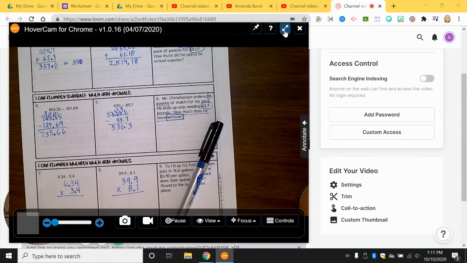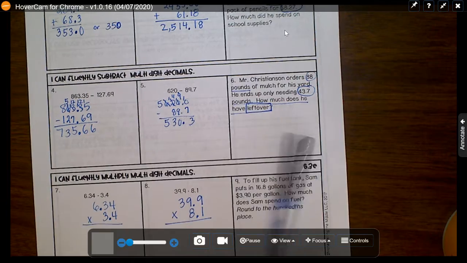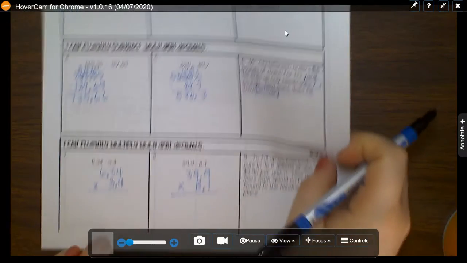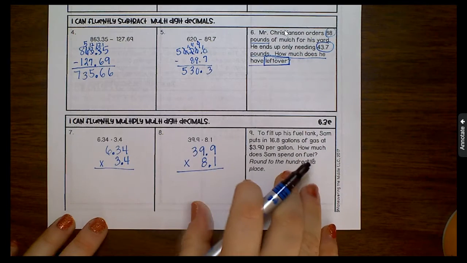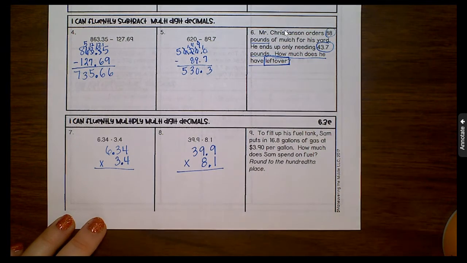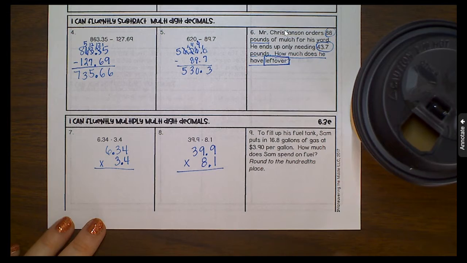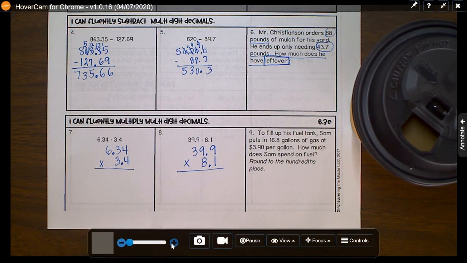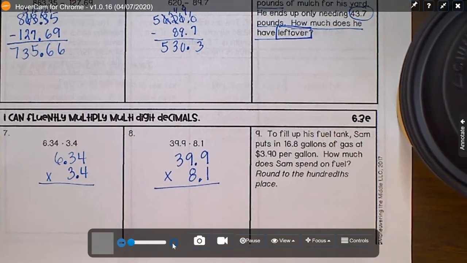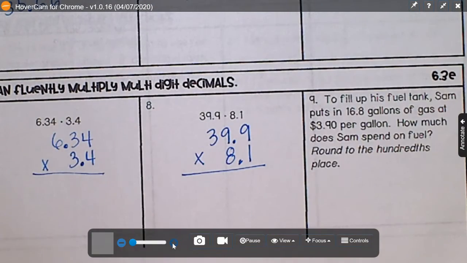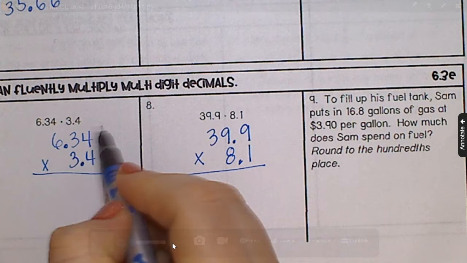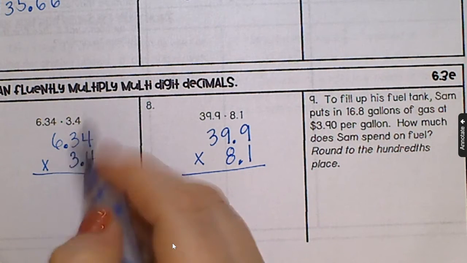Hey guys, we are going to continue on our next section. This section is about multiplying multi-digit decimals. In our previous lessons, you learned that when we are multiplying multi-digit decimals, we are simply going to pretend that they are just like whole numbers, right? So when I set these up and wrote them, they have them written horizontally. We need to write them vertically.